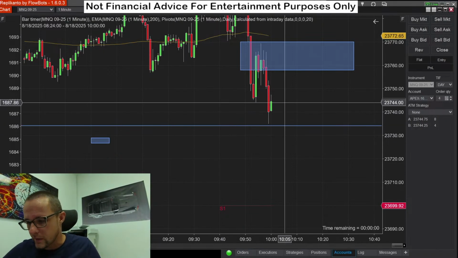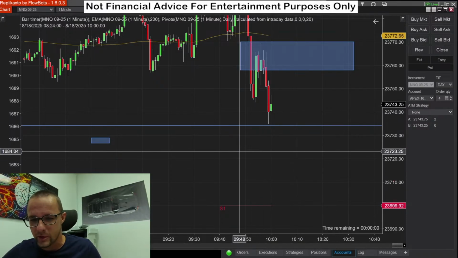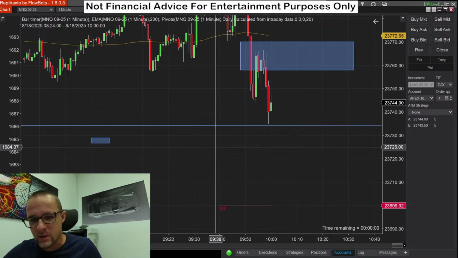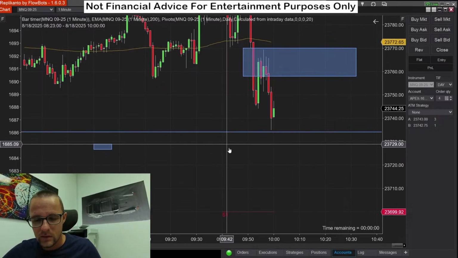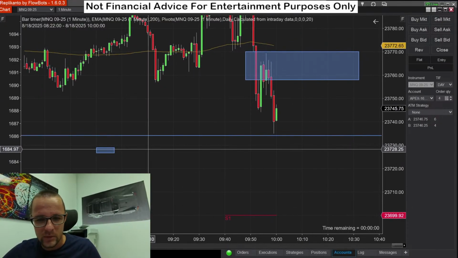What time frame are you using? The 15-minute chart and the 1-minute chart paired together. I do use other time frames, but mainly the 15 and 1 minute.